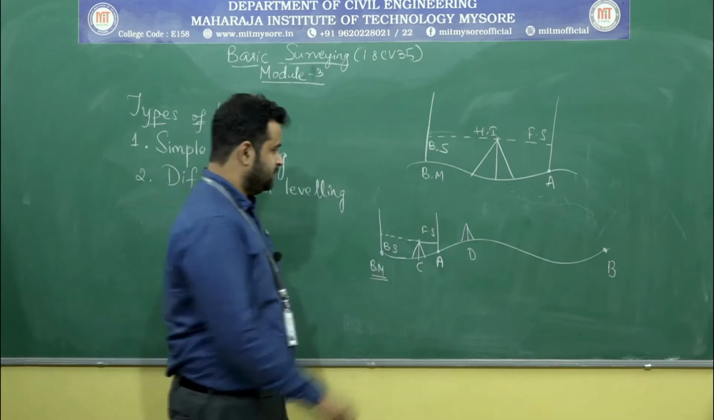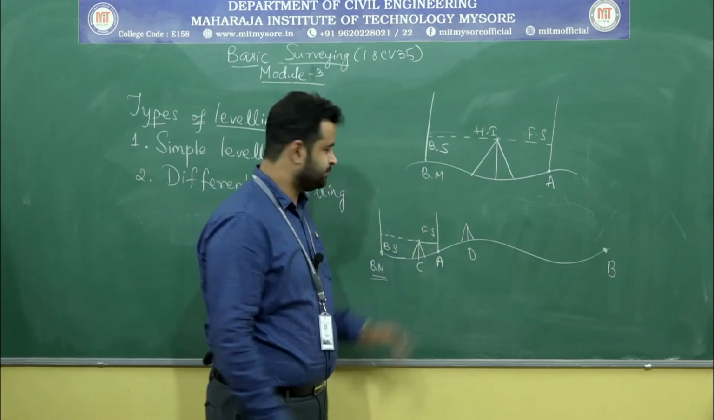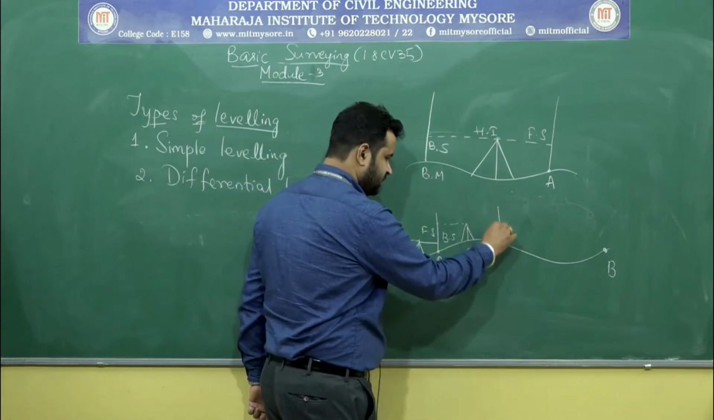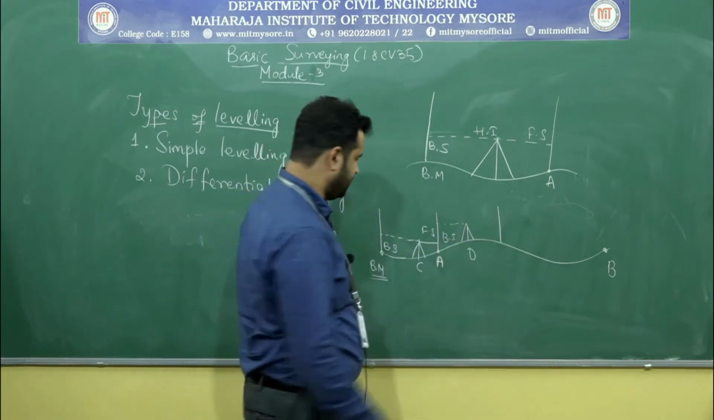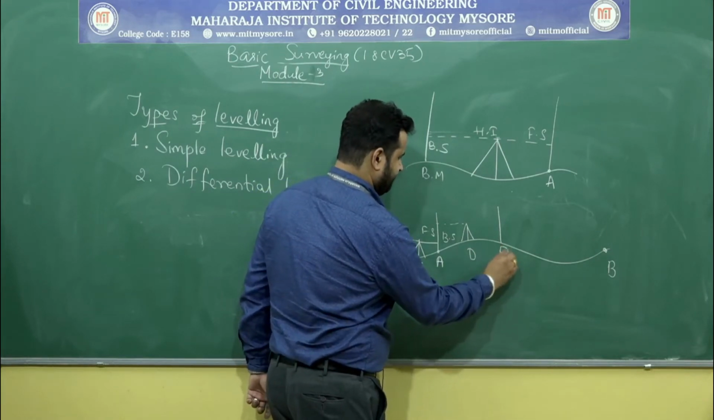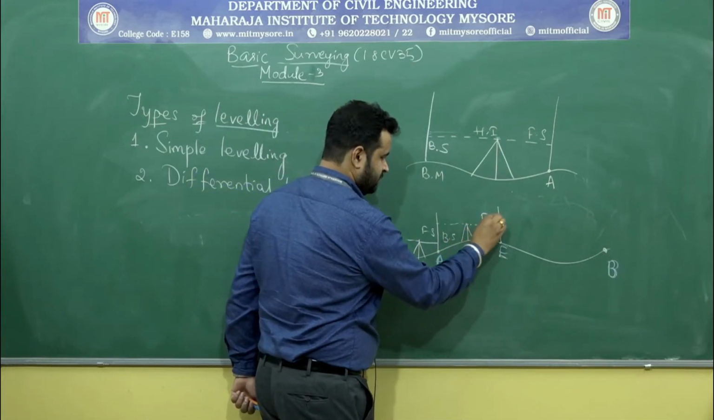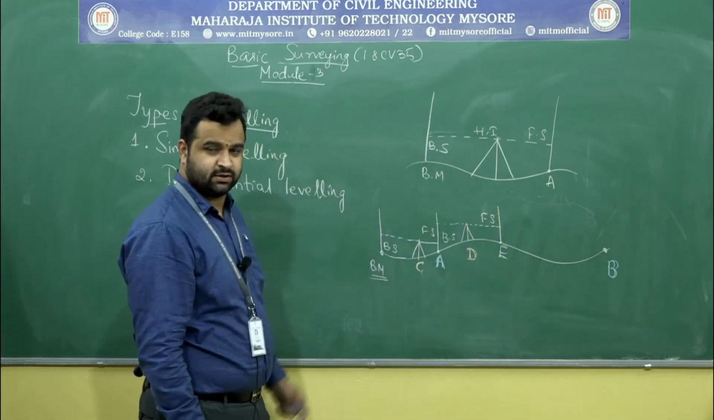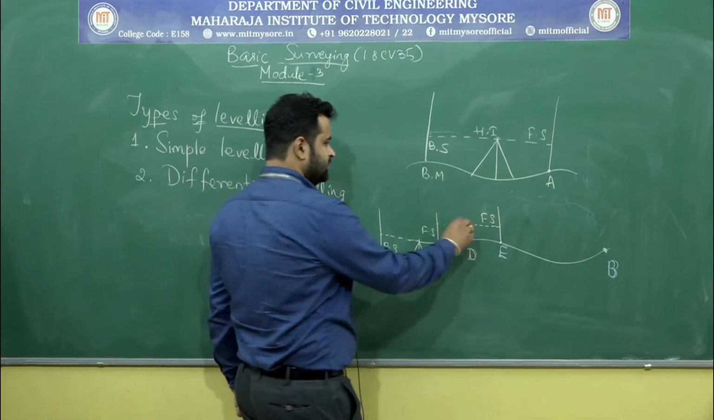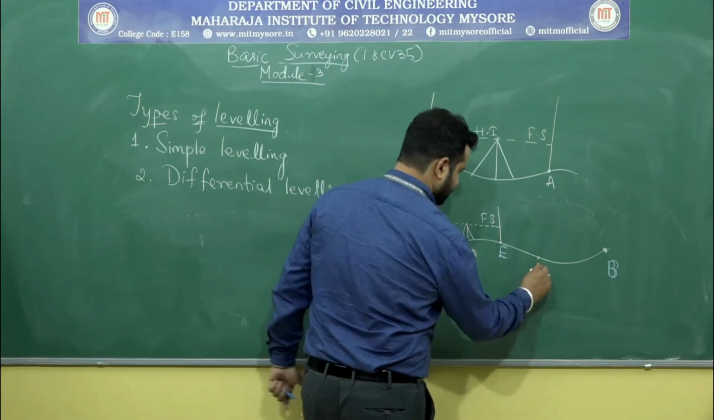Okay. Next, once you have shifted the instrument, you should not shift the staff before taking the backsight. From this point, you should record a backsight reading, then only shift the staff to a new point, say E. So by keeping the staff at E, record foresight. Next, the staff should be kept at E only. You should not move it from E. Next, you have to shift the instrument to a new point, say F.